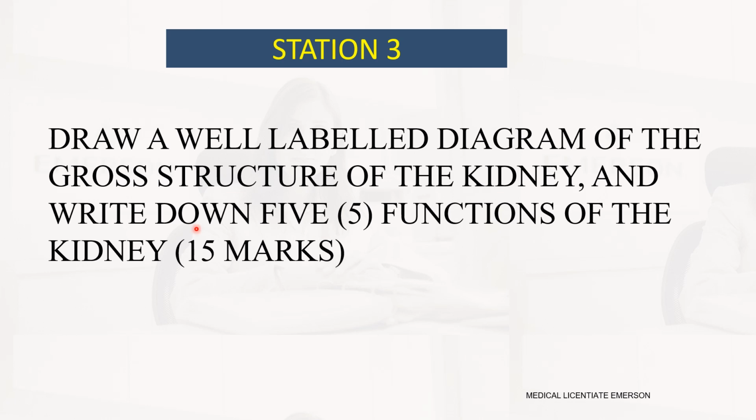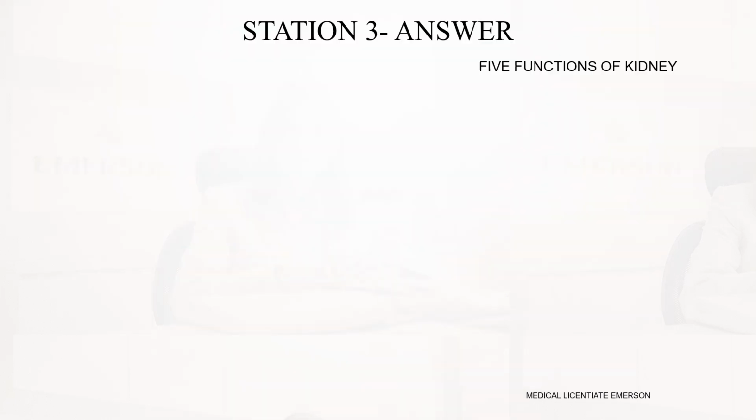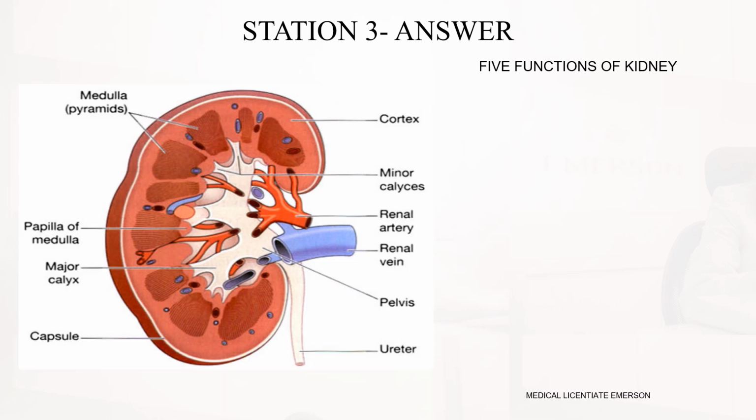the kidney and write down 5 functions of the kidney. In terms of the gross structure of the kidney, we have the capsule, the renal capsule. Then you have the renal cortex. Then you have the renal medulla. Inside the renal medulla is where the pyramids are. The tip of the pyramids is called the papilla.